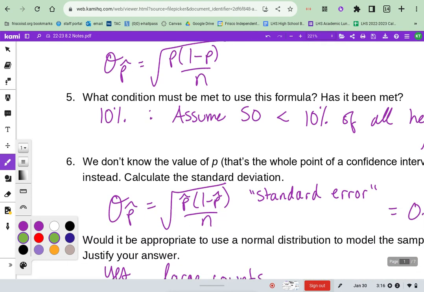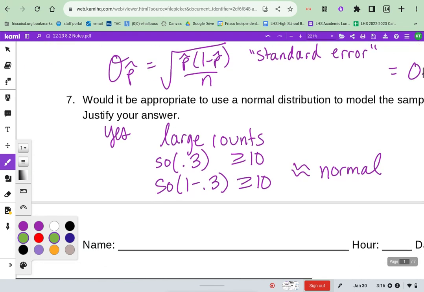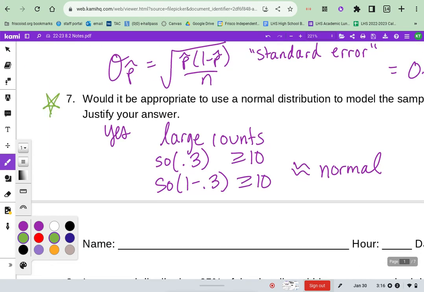And then on number 5, star that one. This is condition number 2. You always want to check the 10% condition so that you can use your standard deviation formula, which is built on independence. And then star number 7. So number 7 is your normal condition. So it's condition number 3, making sure that our sampling distribution is approximately normal.